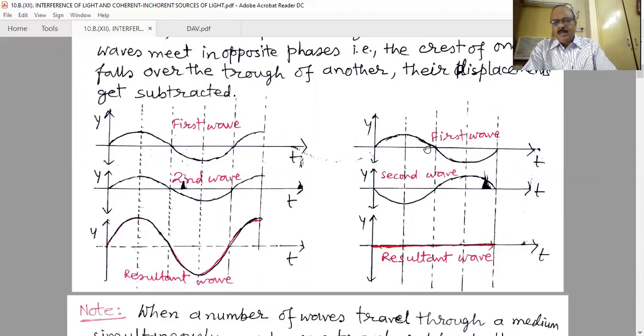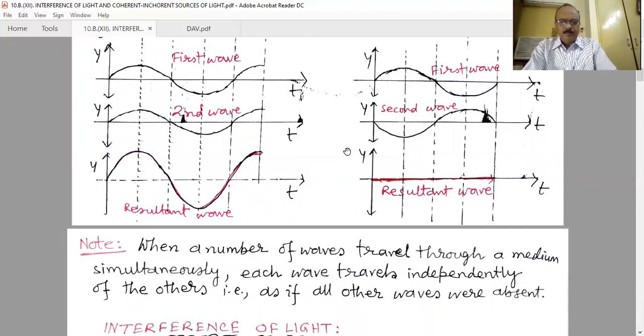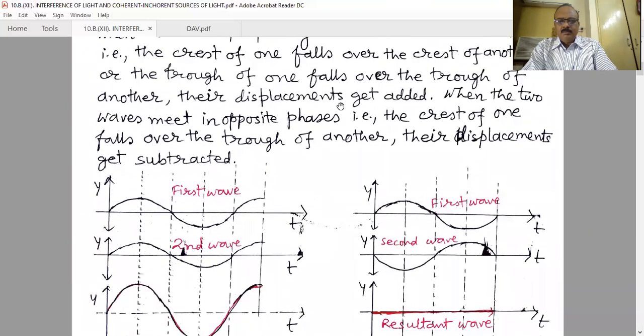In the second figure, the first wave and second wave meet at the point in opposite phase. Opposite phase means the crest with the trough and the trough with the crest of the second wave. As a result, the resultant wave will be of this type. That means the resultant amplitude or displacement gets subtracted. And this is the superposition principle.